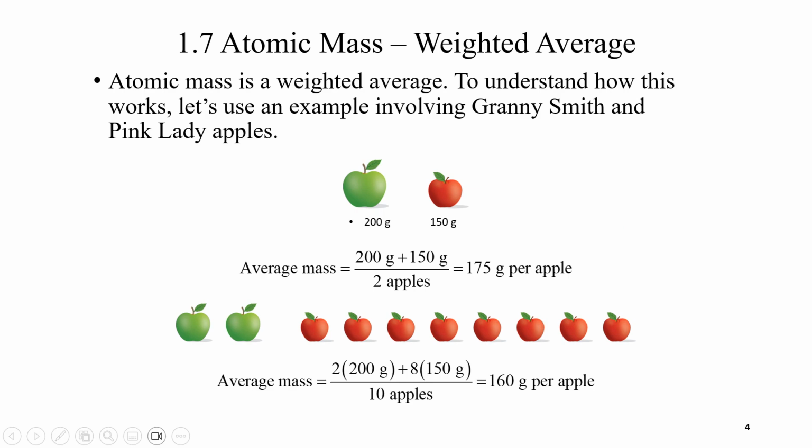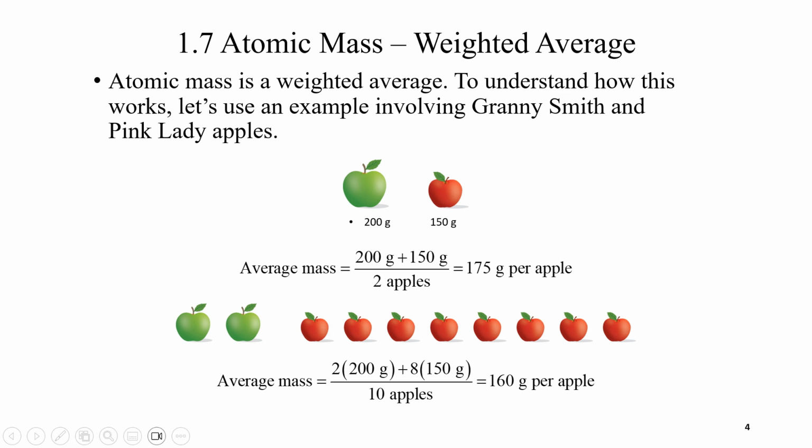Let's now talk about how we calculate the atomic masses of each element. The atomic mass is a weighted average. It is not a simple straight up average where you add up all the masses and you divide it by how many numbers you have.